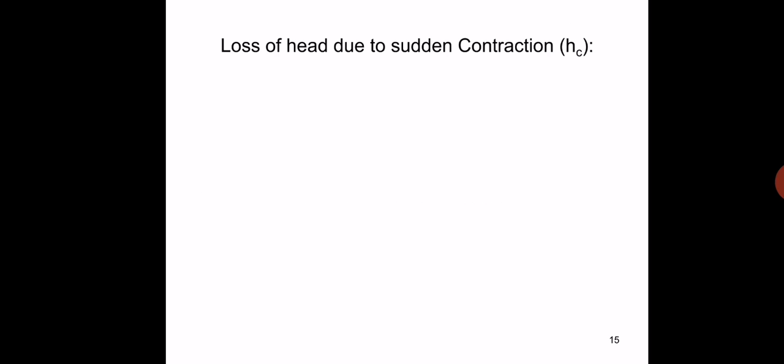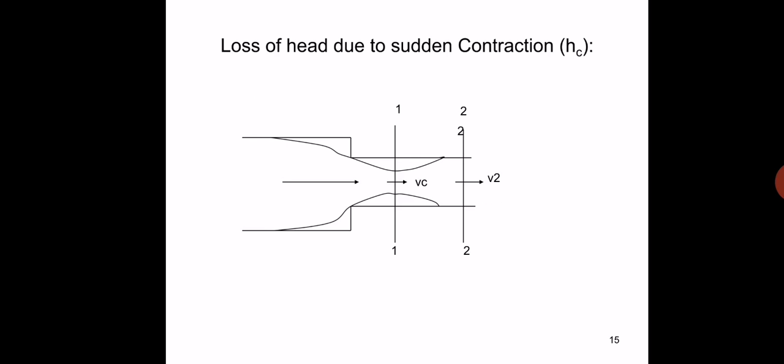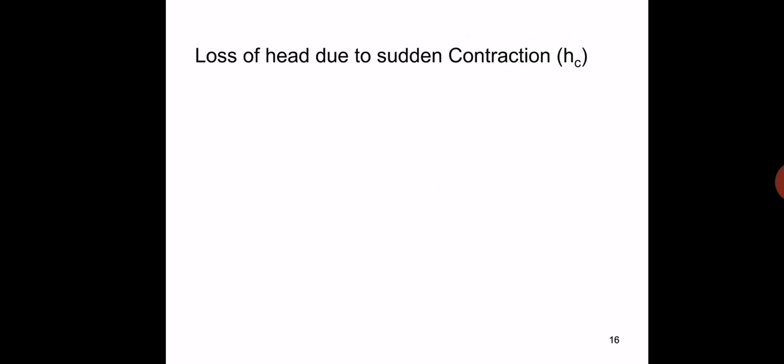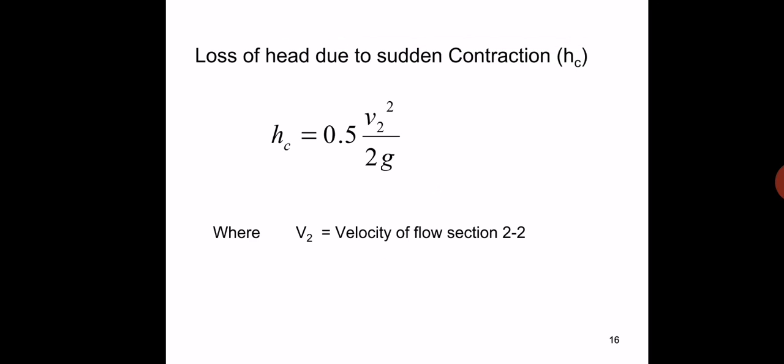Next, loss of head due to sudden contraction. We may see the figure. This is cross section 1, this is cross section 2. Here we obtain the sudden contraction in a pipe. The loss of head due to sudden contraction is denoted with hc. So the formula becomes 0.5 V2 squared by 2g, where V2 is the velocity of flow at cross section 2.